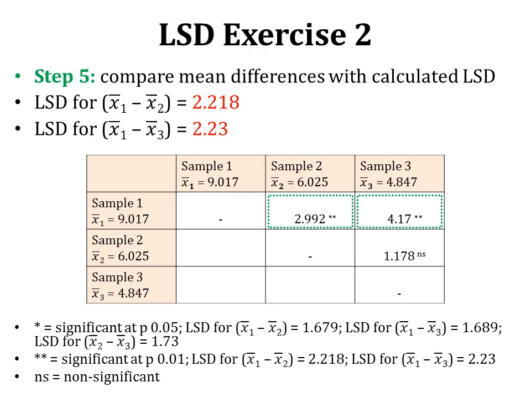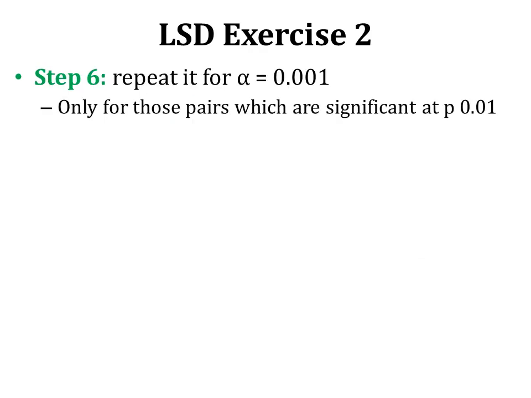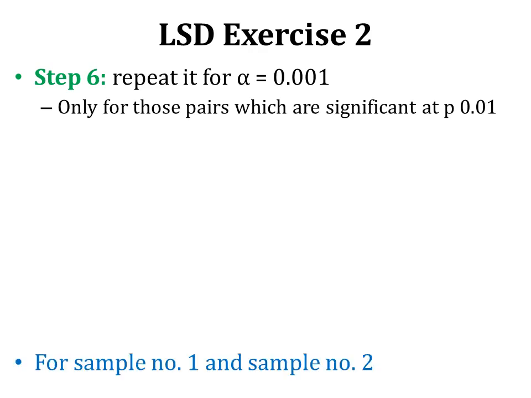Now, we have found 2 sample pairs to be significant at 0.01. Therefore, we are interested in finding out whether these are significant at the next level as well or not. So we repeat this for the significance level of 0.001, but only for those pairs which were significant at 0.01.